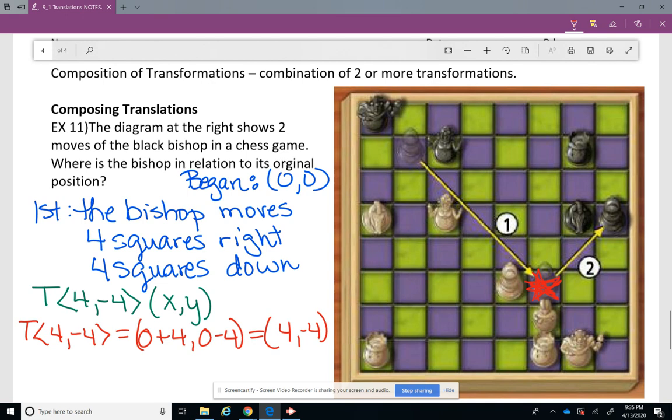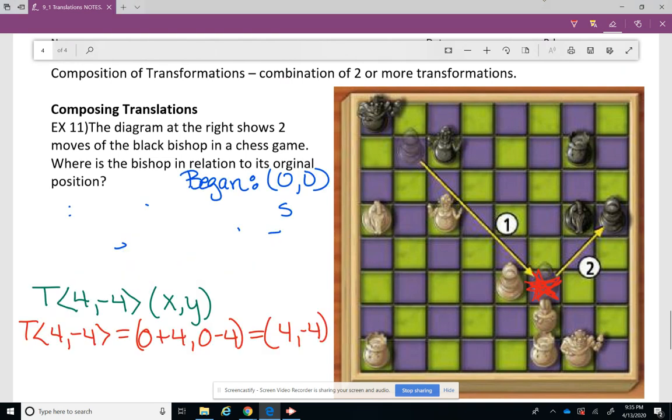All right, now we want to translate again. All right, so I'm just going to erase up here. You probably have room, but I don't want to change my picture. I'm going to leave it just the way it is.